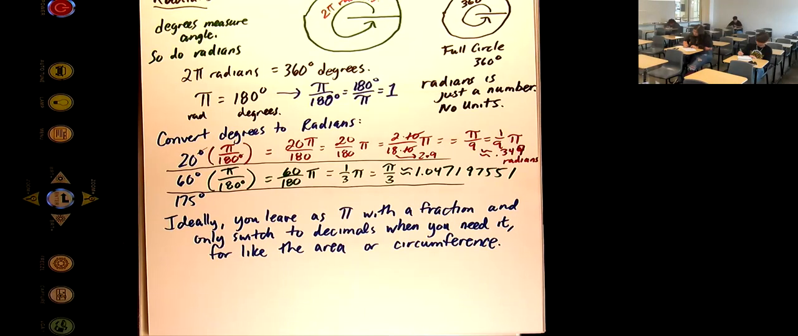Because if you have pi, you've got a bunch of weird numbers with a whole bunch of decimals all over the place. You have to write a whole bunch of decimals to maintain any form of accuracy. But if you just leave it as pi over 9 or pi over 3, it's 100% accurate as is, and then you convert it to a decimal when you need it.